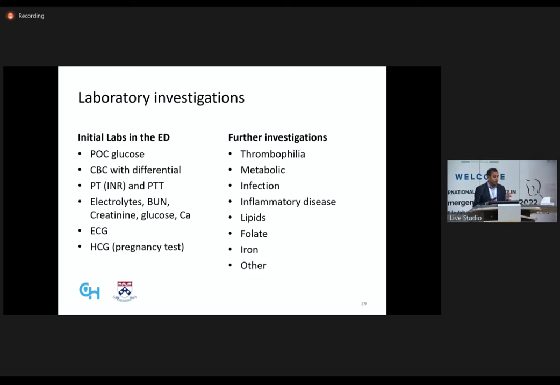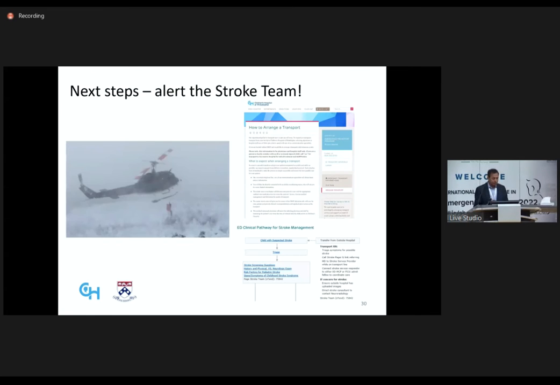In a girl who has crossed the menarche age, who's having periods, you want to always check a pregnancy test. And then further investigations, we don't need to do right away, but something to think about as we work up the patient. And then if you are worried about it, always alert the stroke team. If you don't have a stroke team, alert your neurologist so that they are aware and can come and evaluate the patient.